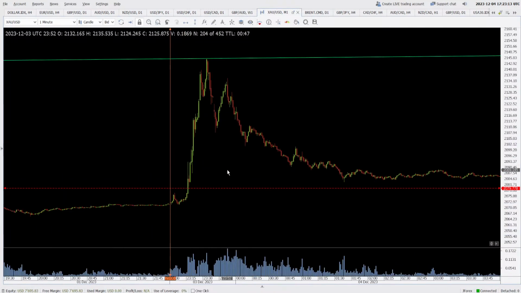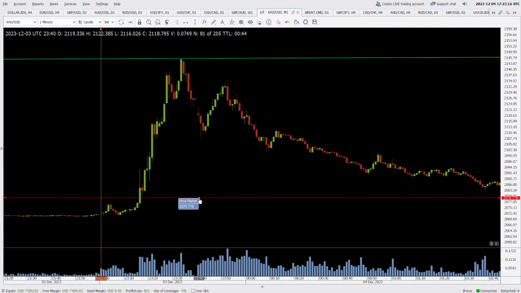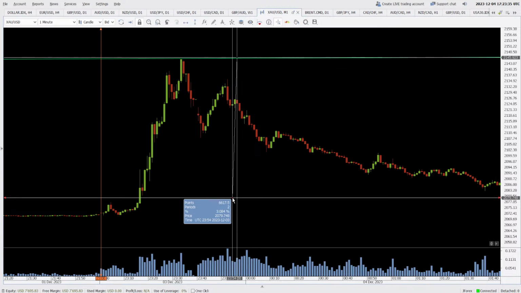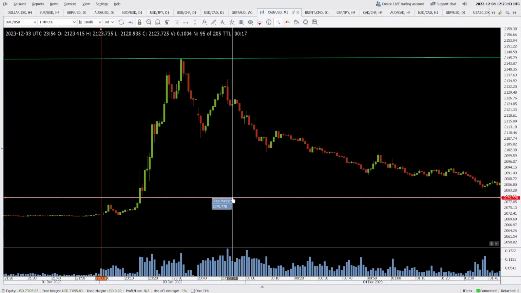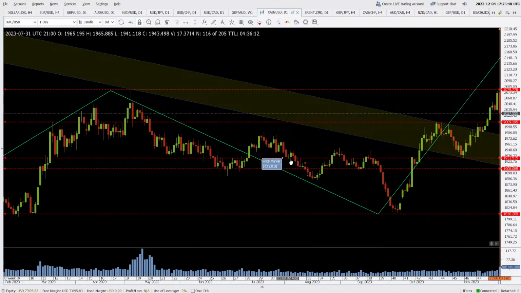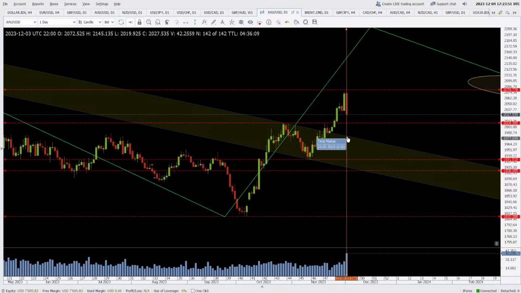You see this liquidity? 2079 and 2145. 1, 2, 3, 4, 5, 6, 7, 8, 9, 10, 11, 12, 13, 14, 15, 16, 17, 18. In 18 minutes, it went how many dollars? $66. Is it a joke? So this is gold, guys. This is gold. This is gold. Yes, of course.